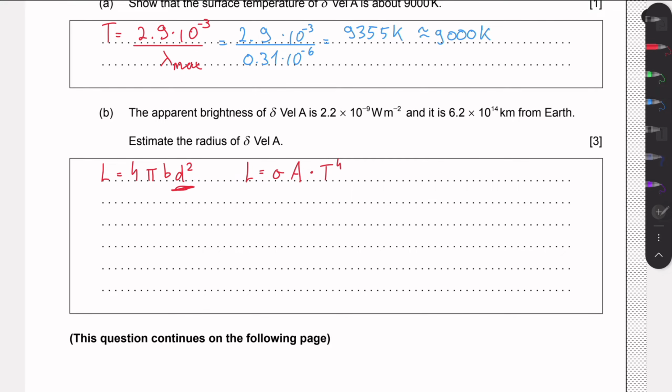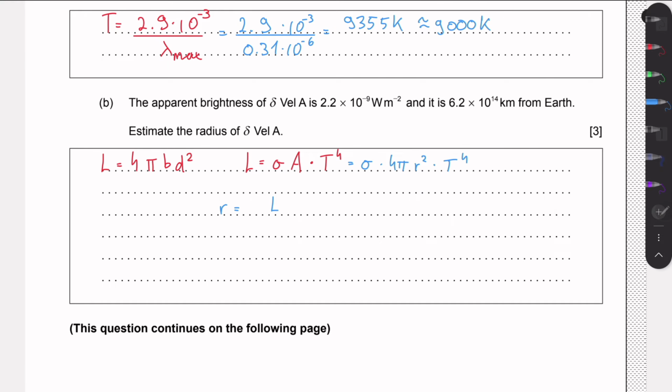We know our distance, that's the distance away from Earth, and we also know B, the apparent brightness. So we just need to combine these equations in some way that will allow us to calculate the radius. We know A is 4 pi r squared, that's just the surface area of a sphere. If we rearrange this for r, we'll find that r is L divided by 4 pi sigma T to the 4, and this is all under the square root.